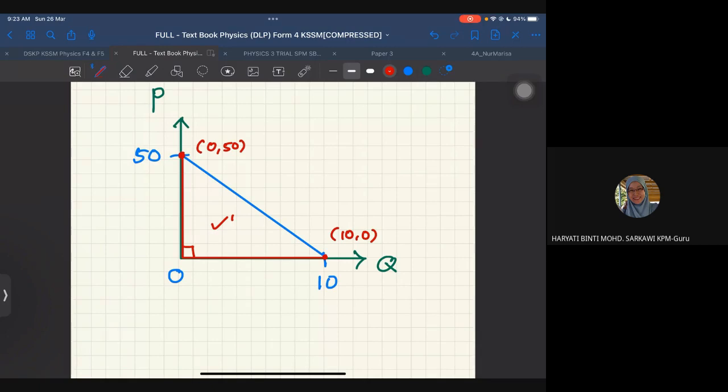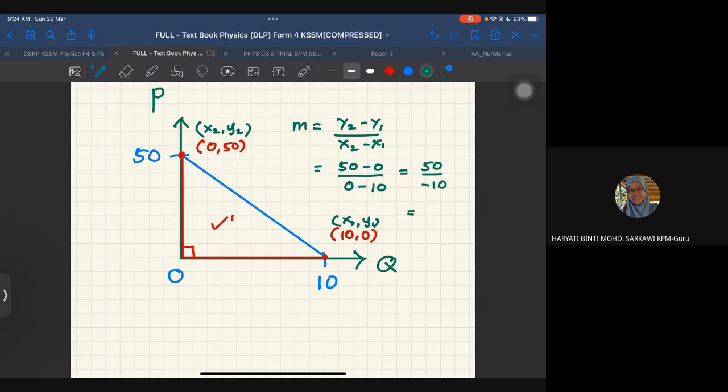Then the gradient m is equal to the change in y. You can write y2 minus y1 divided by x2 minus x1. So that means 50 minus 0, divided by 0 minus 10. Because if you assume this is x2, y2, the other one will be x1, y1. Don't mix up. So for this graph, it will be 50 divided by negative 10. So what do you get? Negative 5. So this is what we call a negative gradient graph.